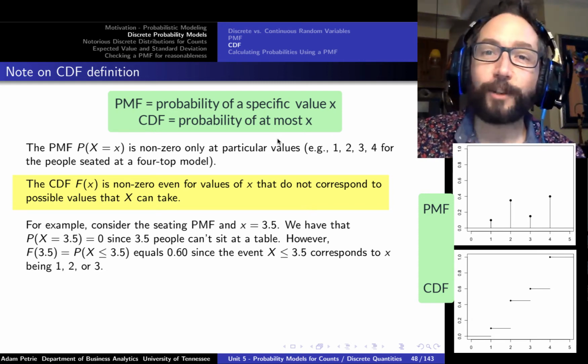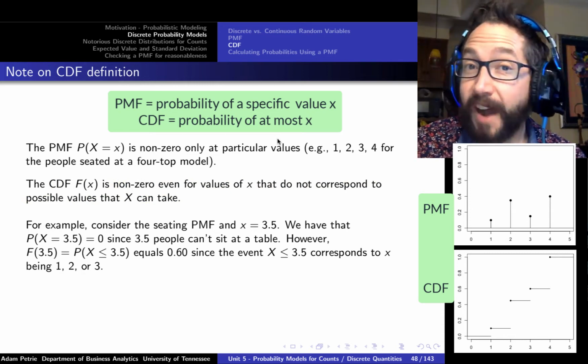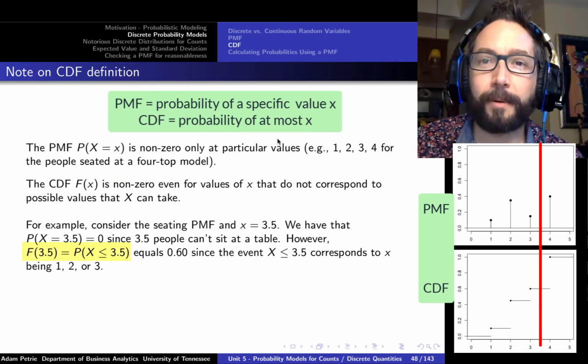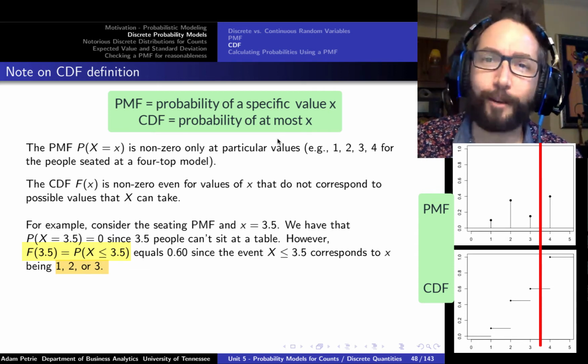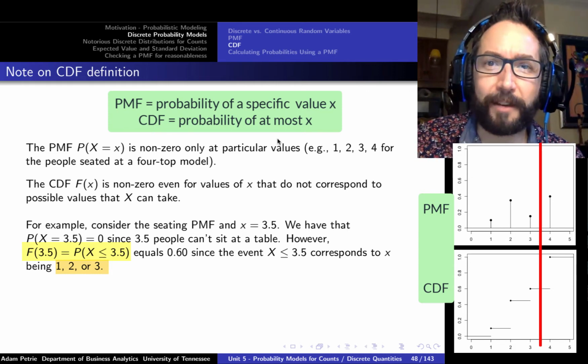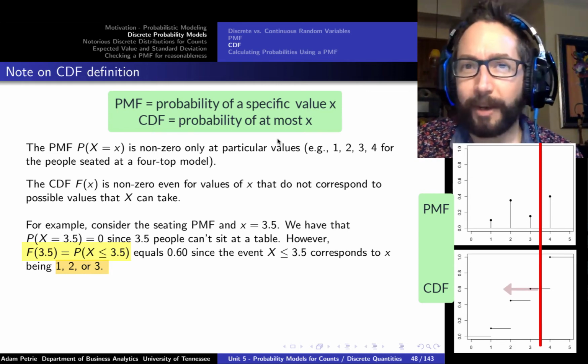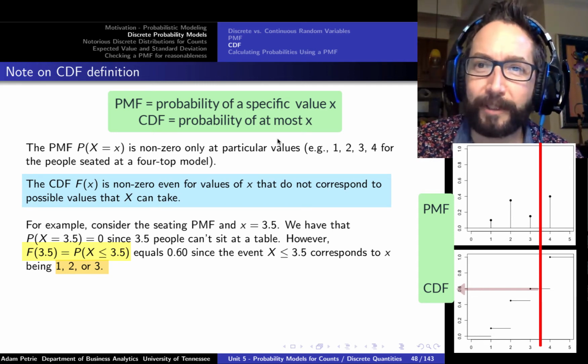Well, what if I ask the question, what's the probability of observing at most 3.5 people at that four-top? Translating that into English, at most 3.5 really means just 1, 2, or 3. And I could answer that question, that was 60%. So for CDFs, capital Fs here, I'm actually able to evaluate its value for values of x that I don't have any probability of seeing.